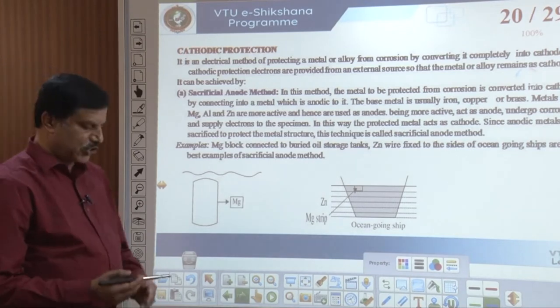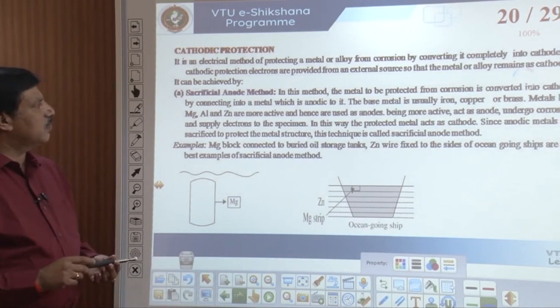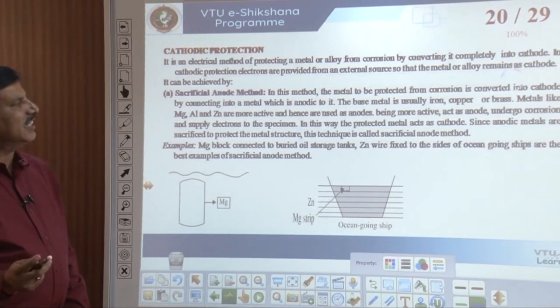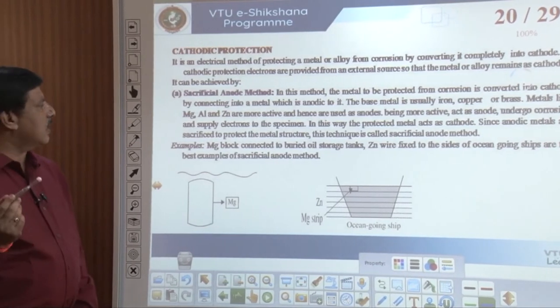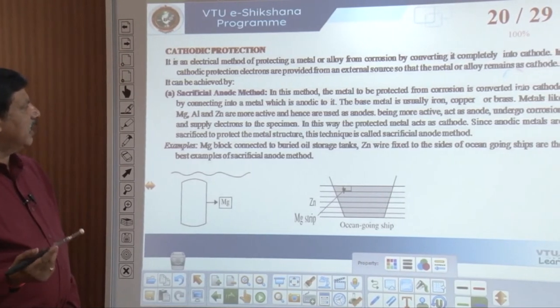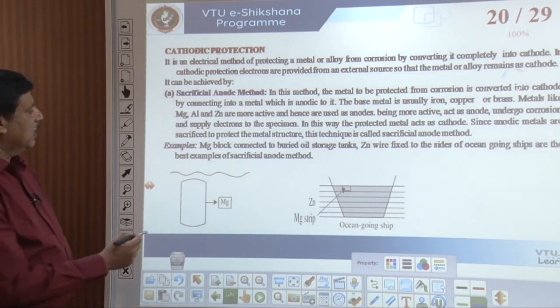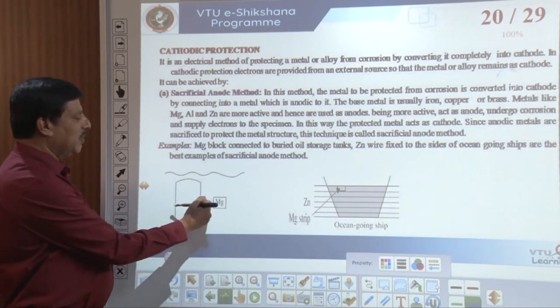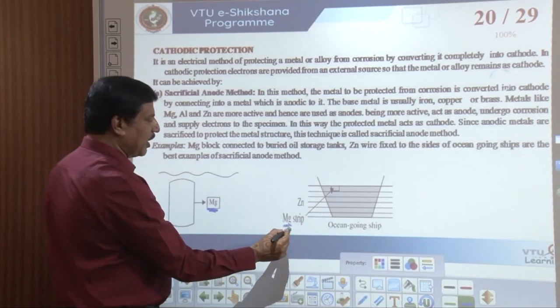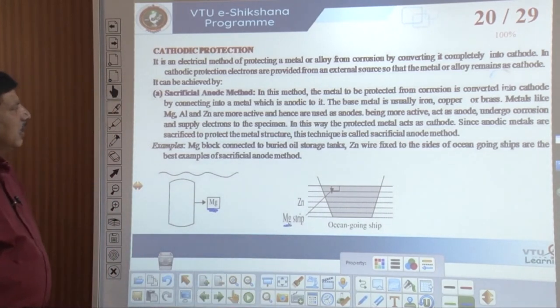In cathodic protection, the electrons are provided from an external source so that the metal or alloy remains as a cathode. It can be achieved by the sacrificial anode method and the impressed voltage method. For example, with one metal and another metal, one metal is going to be corroded, such as magnesium. That is called the sacrificial anode method.